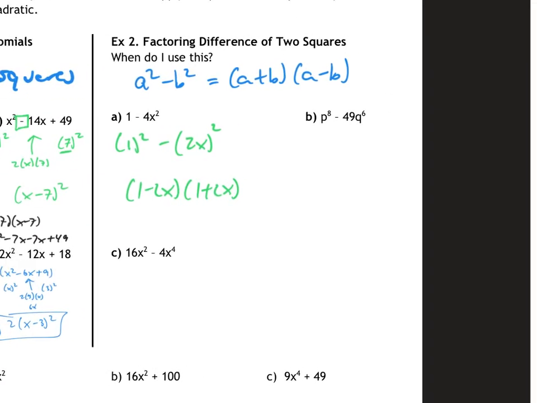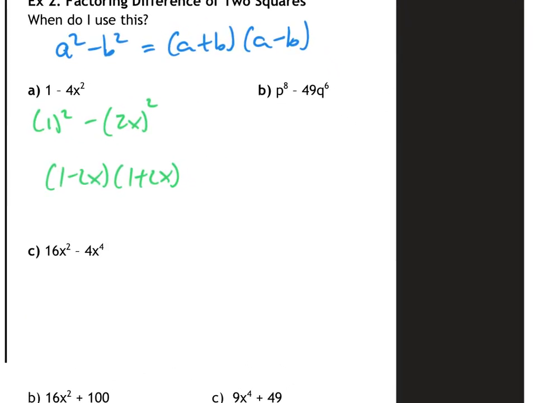Now b over here, a little bit bigger, don't freak out. As long as the exponent is even, you got a great shot. So p to the eighth minus 49q to the sixth. 49 square root is 7. 7 squared is 49. 6 divided by 2 is 3. So I have p to the fourth minus 7q to the third, and then p to the fourth plus 7q to the third. And you got an easy way to factor these.